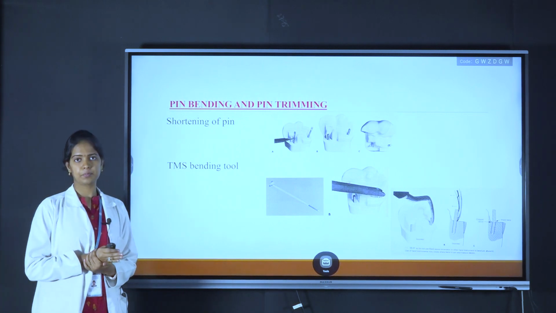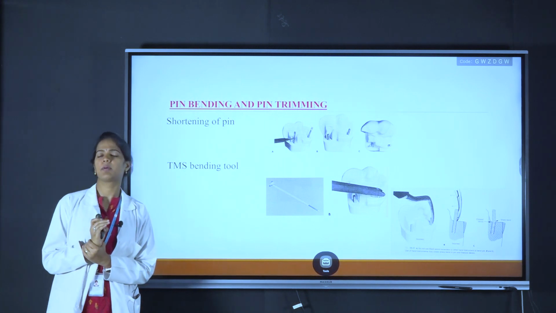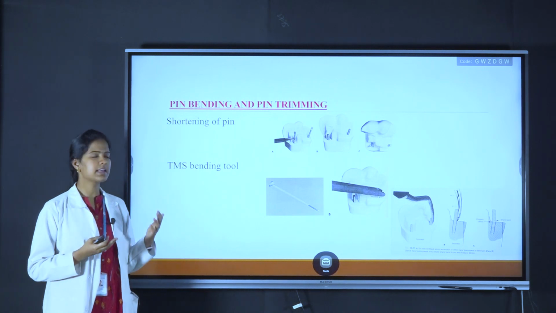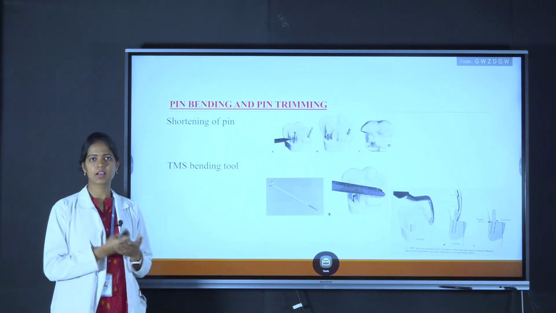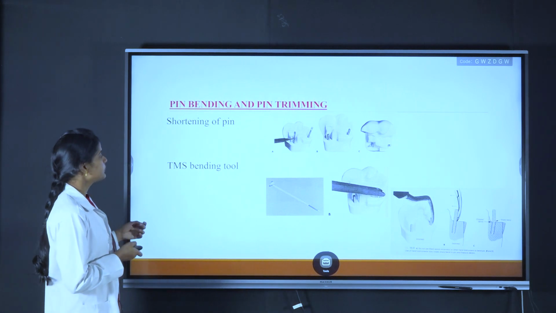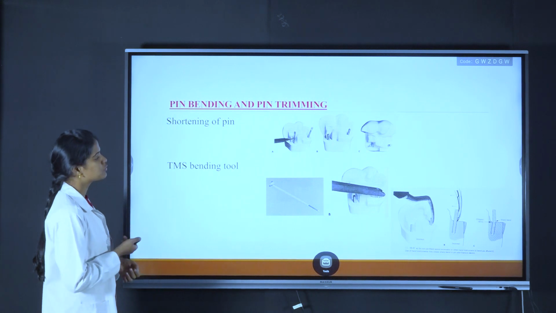So, bending and shortening or pin trimming. Usually whatever pin is to be placed, it has to be 2 mm below, into the pulp chamber side of the dentine, and 2 mm above the dentine. So anything in excess has to be removed because it interferes with the condensation of amalgam also. So for shortening and bending the pin, this is a TMS bending tool which can be used.